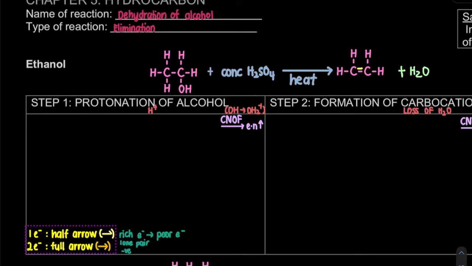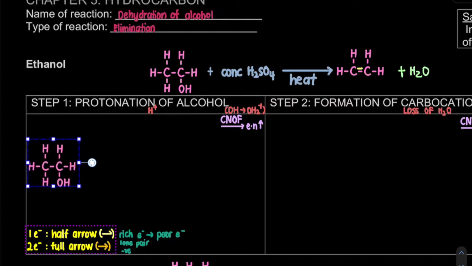Okay, so how about the reaction itself? The first step is actually the protonation of alcohol. Protonation means that we're going to add H. So from our alcohol, we're going to add H, we're going to add H to our OH itself. Later on it will become OH2+. So how does the reaction work?